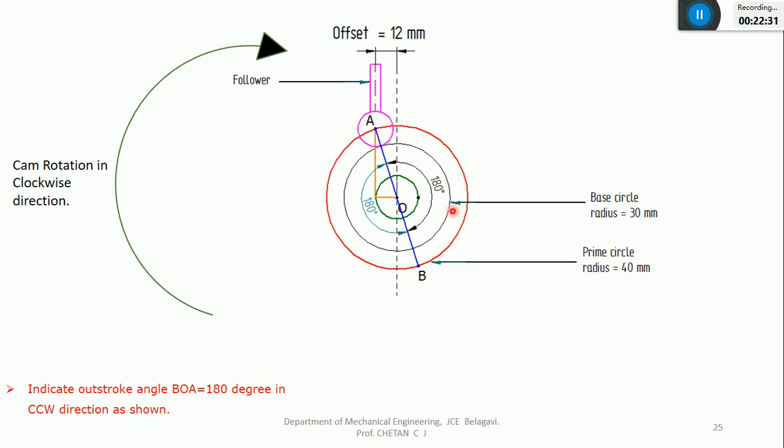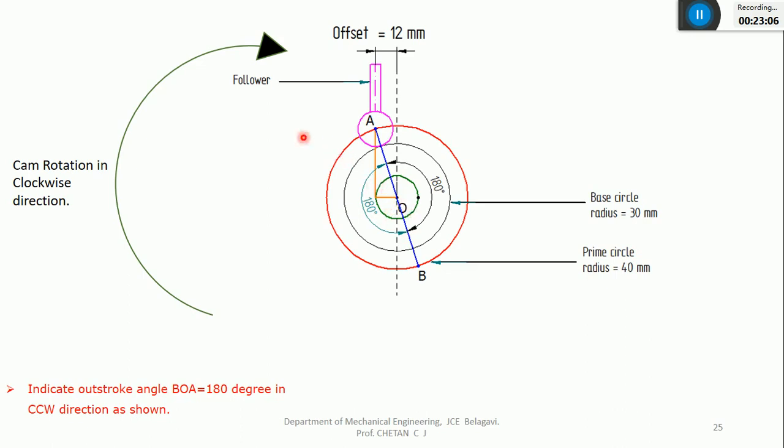Yeah. So after indicating both the angles, what is the next step? I need to divide this outstroke angle, or the prime circle with respect to the outstroke angle, into 6 equal parts. What is the angle covered with respect to this prime circle? That is 180, that is AOB. It means I need to divide this prime circle between point A and point B, which covers 180, into 6 equal parts. How much is it? 180 by 6, 30 degree. Correct, 30 degree each.